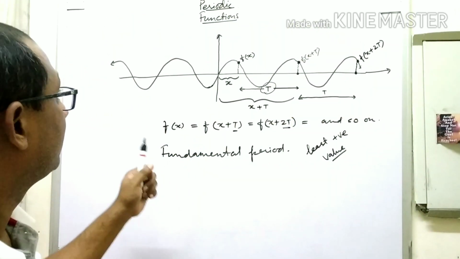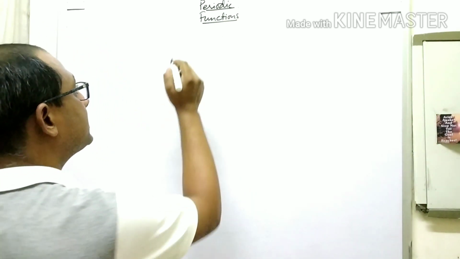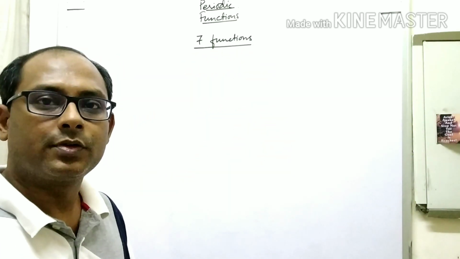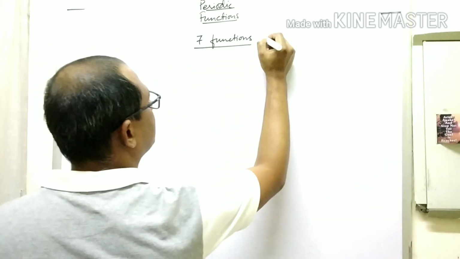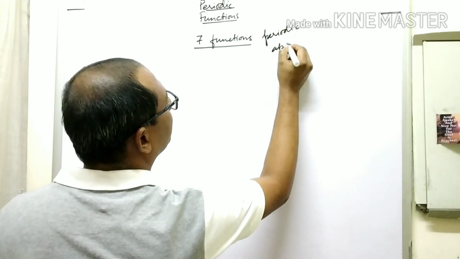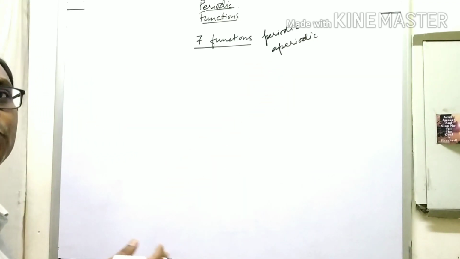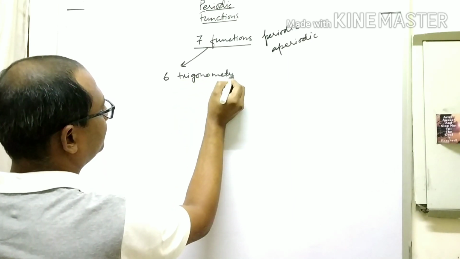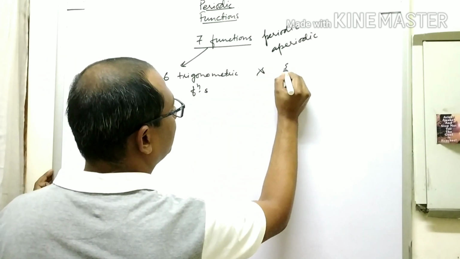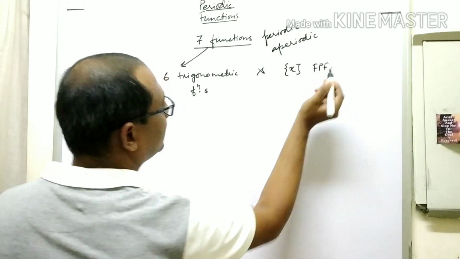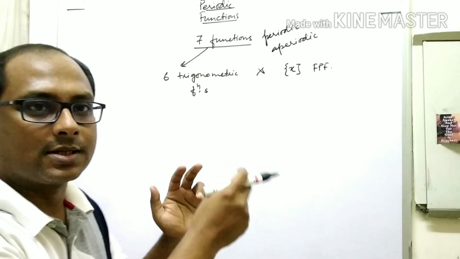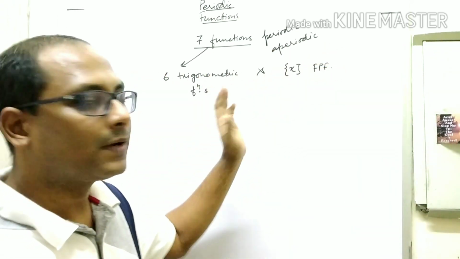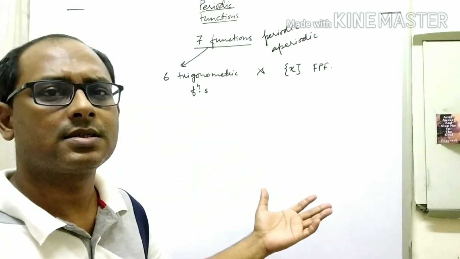Okay, so the basic definition is this. Generally, 7 functions out of all those functions which we encounter are the only periodic functions. Rest of all are aperiodic, meaning non-periodic. What are those 7 functions? The 6 trigonometric functions, and the fractional part function. So basically these functions, or their combinations, are the only periodic ones. Combinations means compositions, product, difference, sum. Only those functions are periodic. Rest of all the functions are aperiodic functions.